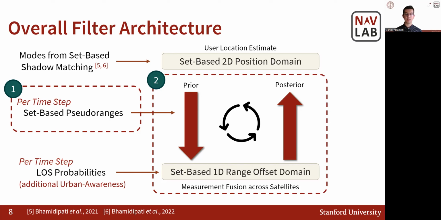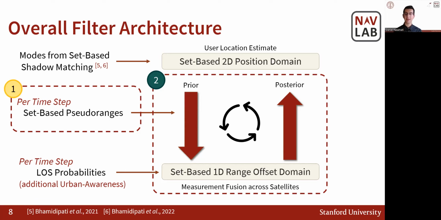We're going to process in that set-based pseudorange information into this one-dimensional range offset dimension, which we're going to derive mathematically in a moment. If we have access to a line of sight classifier, we can even further improve this with additional urban awareness via the line of sight probabilities. We're then going to take a fused result of that one-dimensional range offset domain and push it back onto the position domain to arrive at a posterior distribution over our belief over the modes. So this means that we want to assign higher probability that we're in the correct mode in this posterior distribution. And we're going to do this iteratively by then passing the posterior from the previous time step into the prior for the next time step.